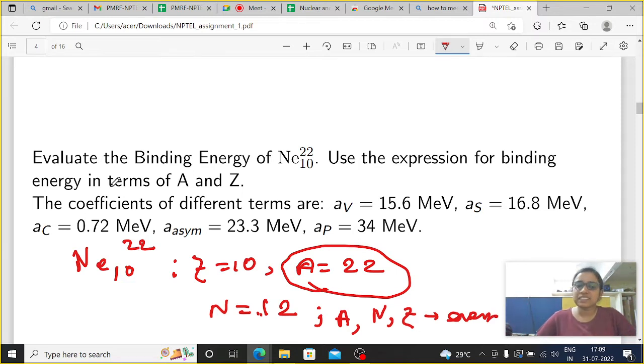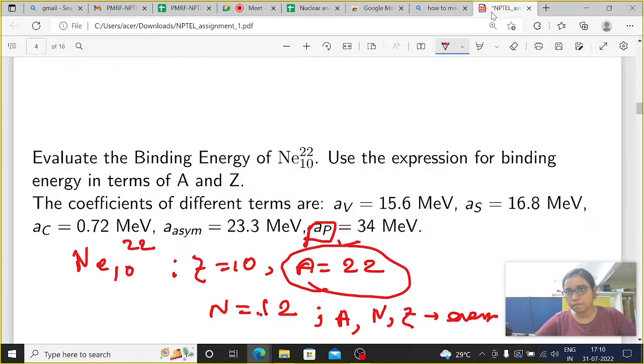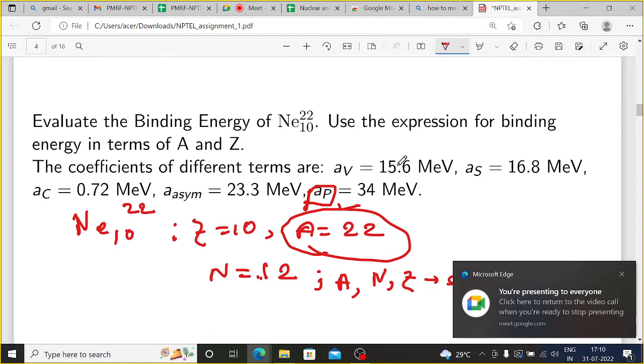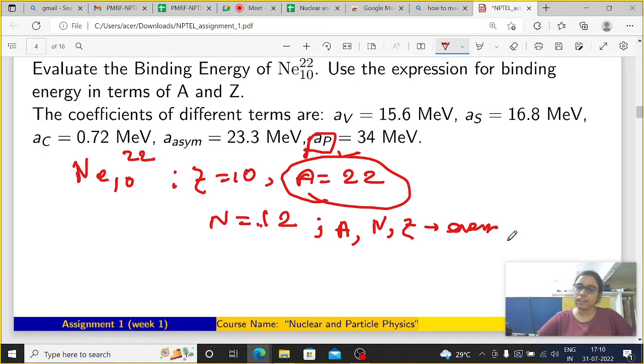So what does this mean, and why am I telling you like that? Because the term AP, which is the pairing term, has a different value in different nuclei. I will tell what it means a little bit later, but just to remind, neon 10,22 has N, Z and A all even.